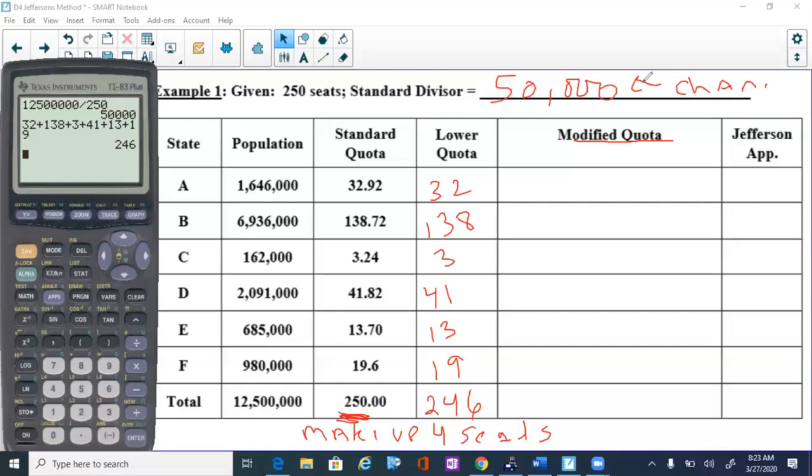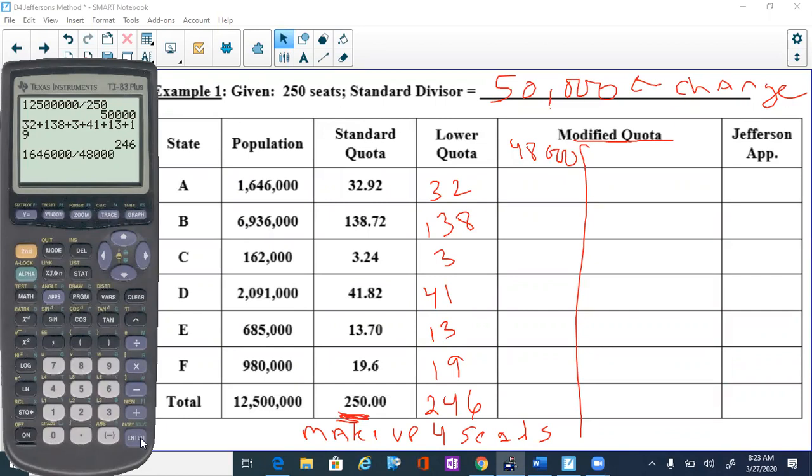If I want to increase from 246 up to 250, that means I want to divide by a number that is smaller than 50,000. So let's say we divide by 48,000. This is what we call a modified divisor, and I just start working the same problem as before. I take 1,646,000 and divide it by 48,000. By the way, the 48,000 is just a guess.